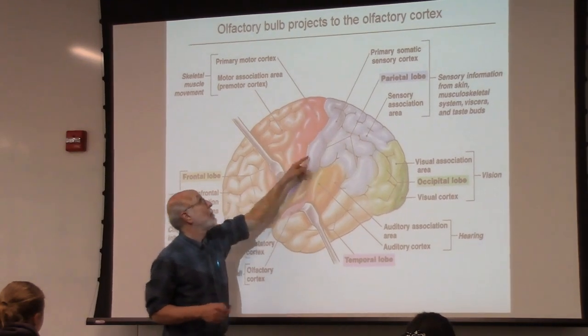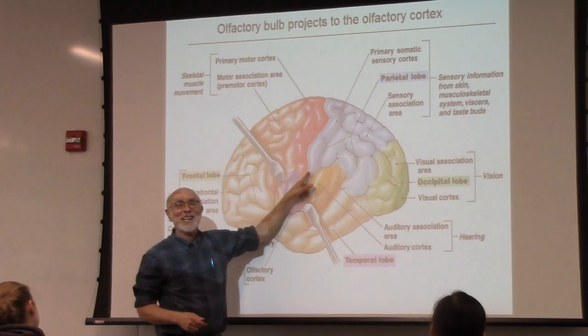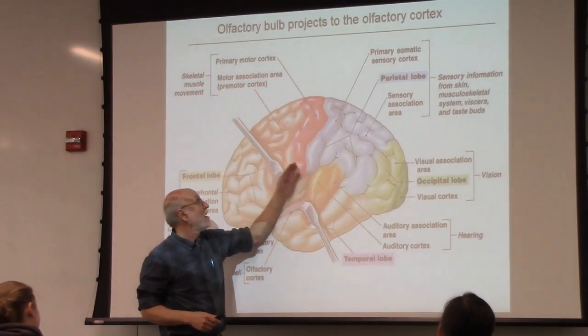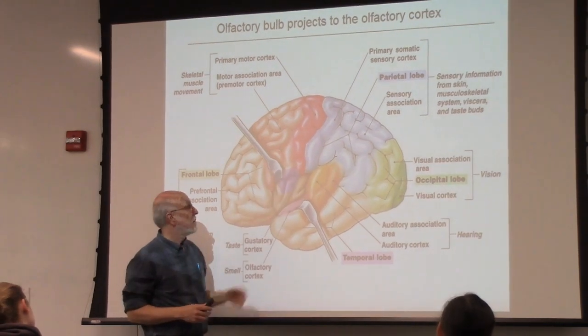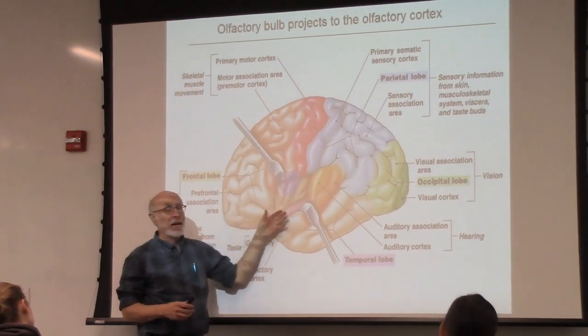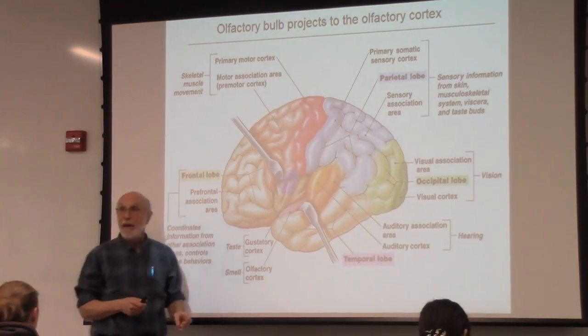What's the name of this sulcus right here? Central sulcus. So we're in the frontal lobe here, lateral, near the olfactory cortex, but not the same as the olfactory cortex.